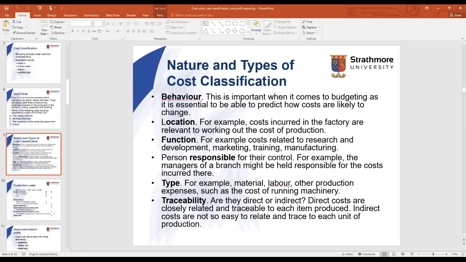The next thing is location. For example, costs incurred in the factory are relevant to working out the cost of production, or the costs being incurred in the head office. The costs incurred in the factory are called factory costs, or factory overhead. There are other costs incurred elsewhere, for example by the head office: the salaries of the CEO, finance director, marketing directors, who may be based in head office. However, there are still costs that need to be incurred.